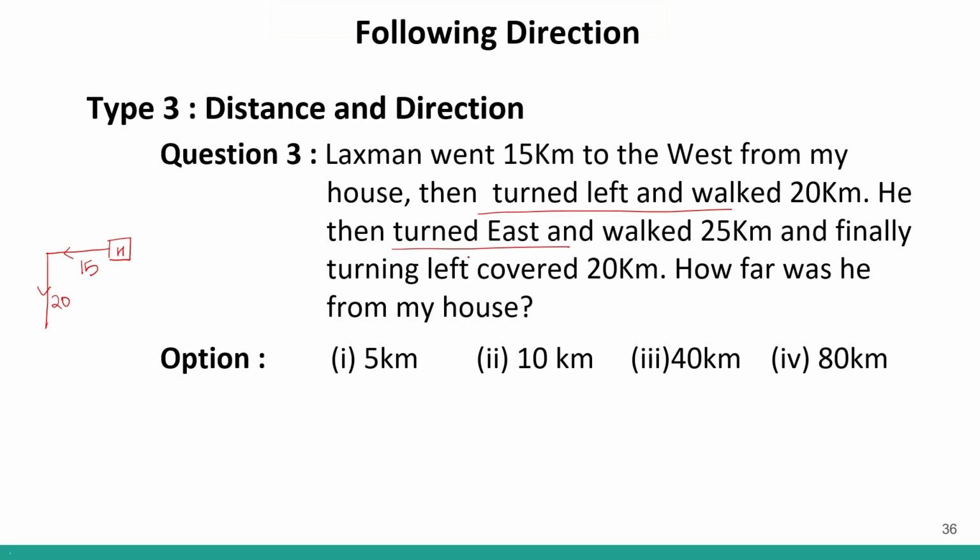He then turned east. East will be this direction and he walked for another 25 kilometers. And finally turning left, he turned again left and covered 20 kilometers. So coming back in line with the house. How far was he from my house?